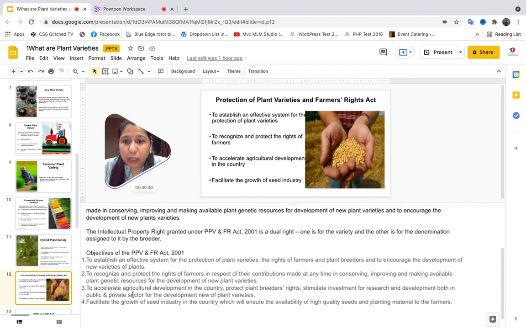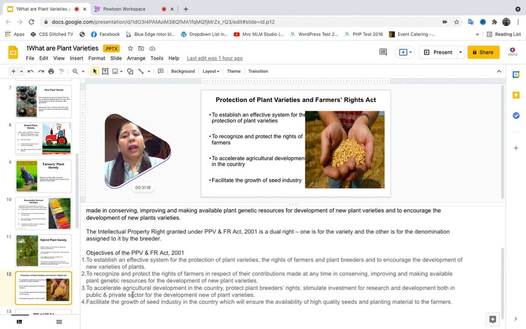Now, the next question arises: what are the objectives of this PPV and FR Act, which was given by the Government of India? The first and foremost objective of this act is to establish an effective system for the protection of plant varieties. The rights of farmers and the rights of plant breeders were to be protected so that they are encouraged for the development of new varieties. The second is to recognize and protect the rights of farmers with respect to their contribution. The third is to accelerate agricultural development in the country.